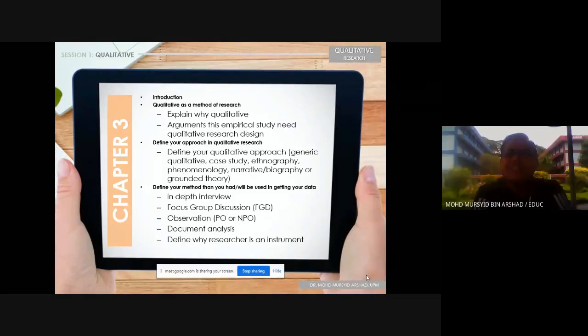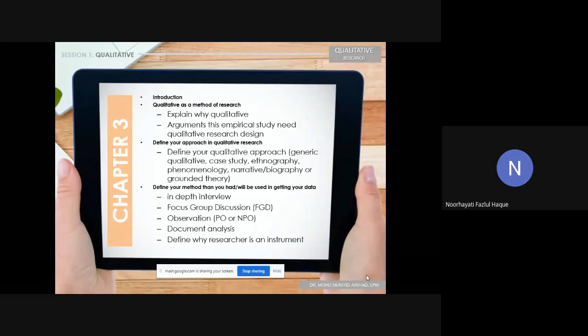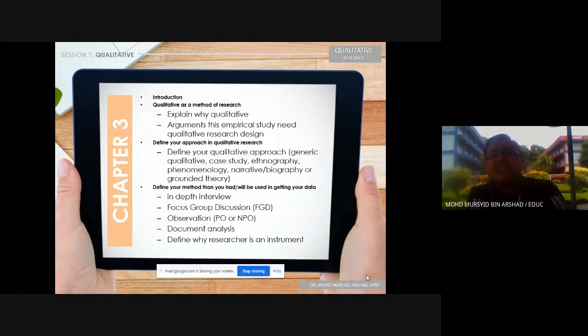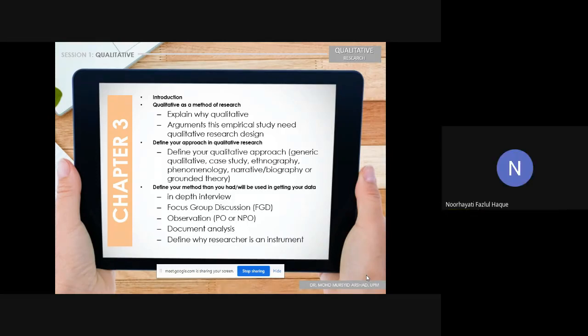Doctor, sorry, I have one question. Okay, what's your name? My name is Hayati, from UPM. You did mention synthesizing the literature, right? Not reporting the literature. In chapter 1 and also chapter 2, we're supposed to synthesize the literature, right? So what do you mean by synthesizing the literature, doctor?